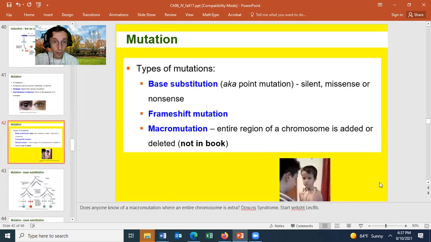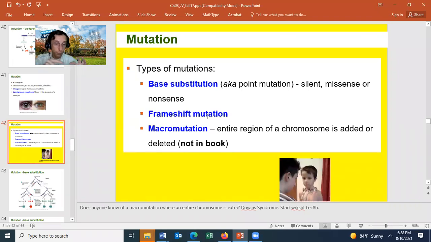There are different types of mutations. There's a base substitution, also called the point mutation. And that's where one nucleotide base gets changed. You can have different types of base substitution. You can have a silent mutation, a missense mutation, or a nonsense mutation. You can also have a frame shift mutation. That is where a nucleotide gets added or subtracted from the sequence of nucleotides.